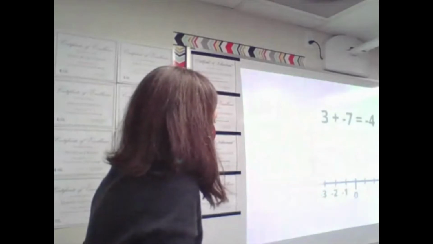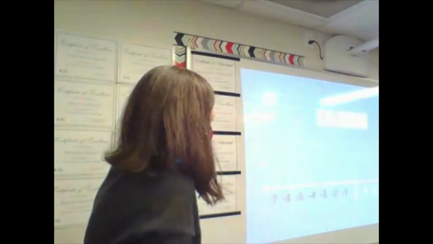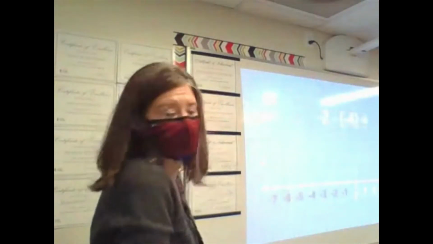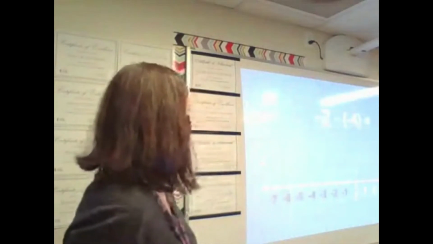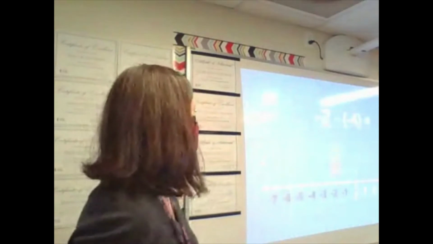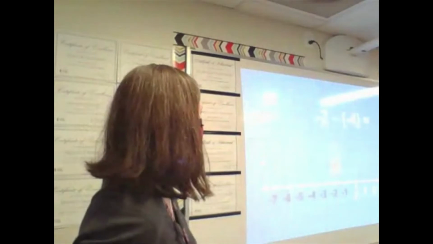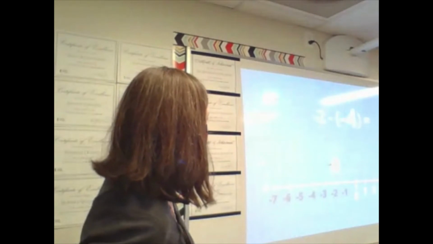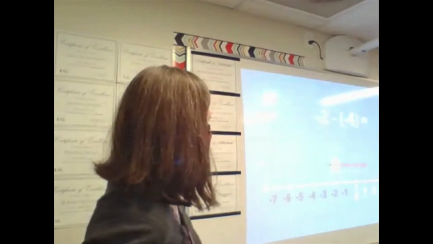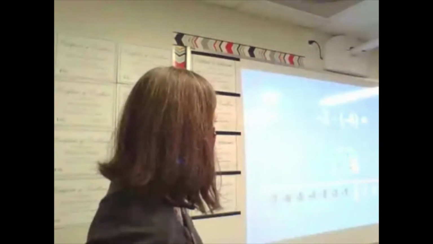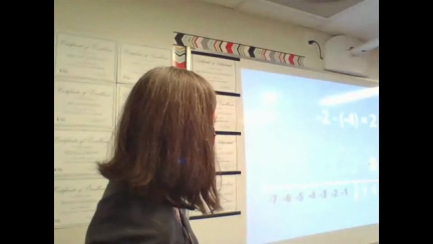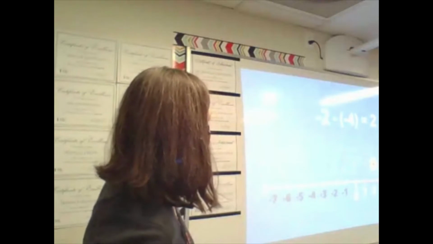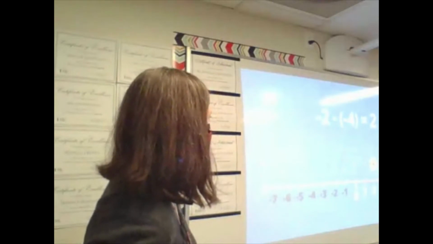Let's try another one. What about negative 2 minus negative 4? Our first number is negative 2, so that's where we'll start. Our operation is a minus, so our bird will look left, towards the negative end. Our second number is a negative 4. Therefore, our bird will move backwards 4 spaces. Our bird landed at positive 2, and that's our answer. Negative 2 minus negative 4 equals 2.